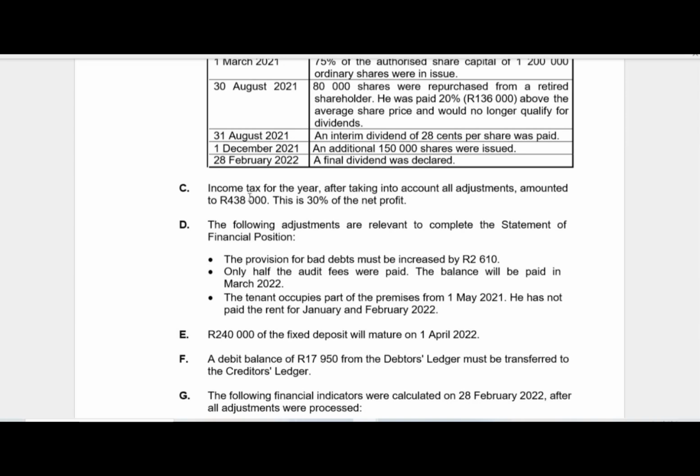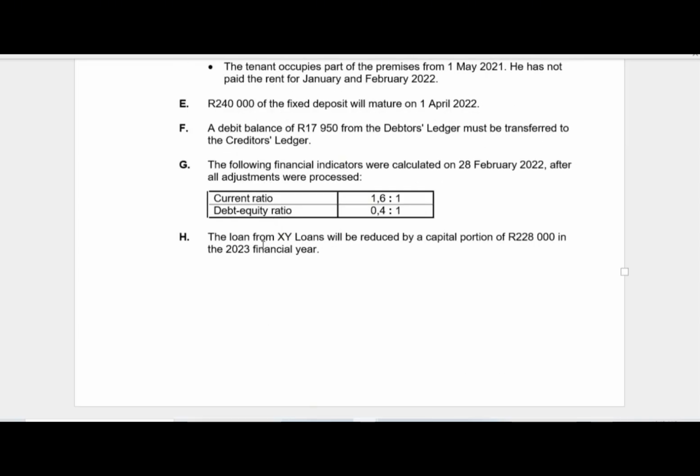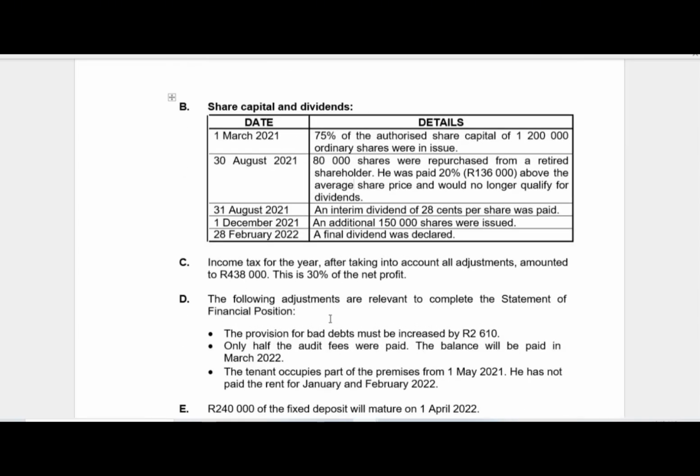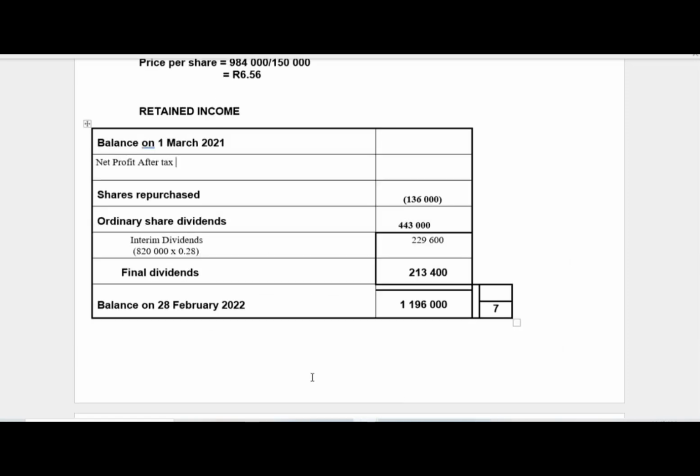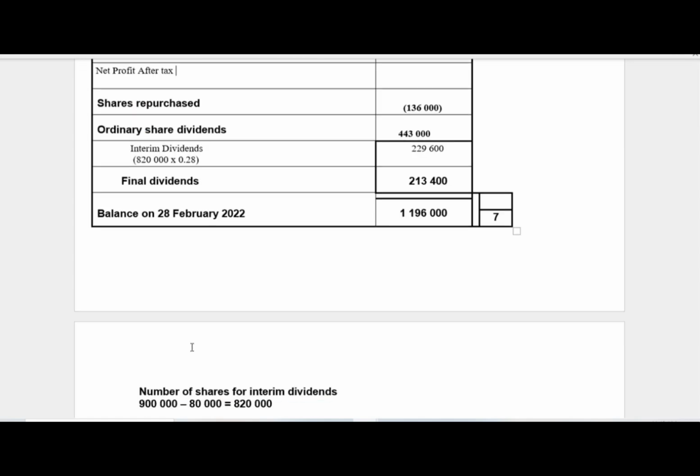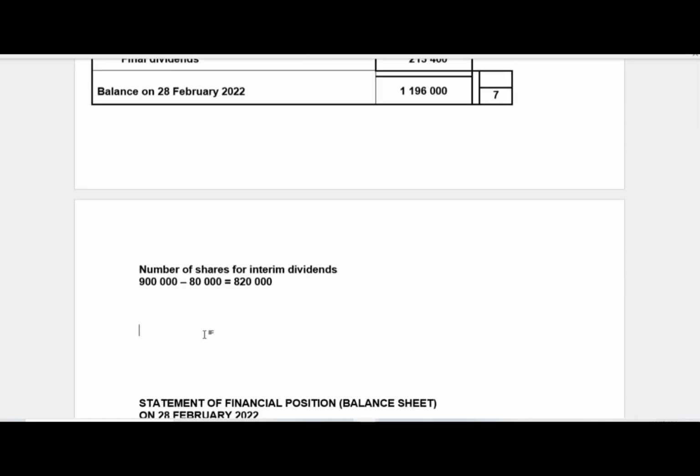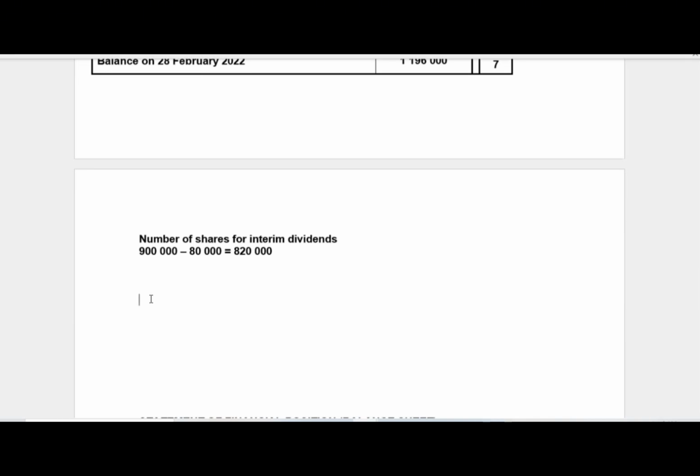Net profit after tax. I'm going to show you in a manner that you can understand better. For you to understand this better, I'm going to do this calculation. Remember that when you prepare the statement of profit or loss and other comprehensive income, known as the income statement, you have to say, at the end, I'm just going to touch three things.